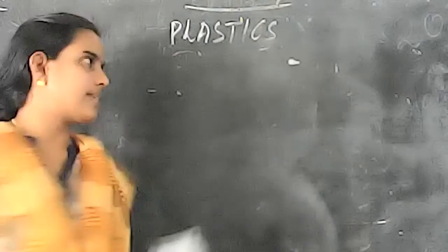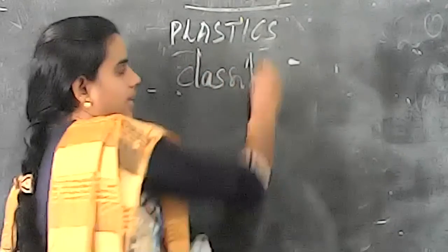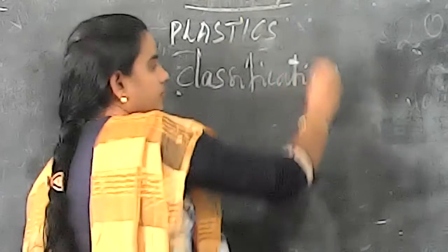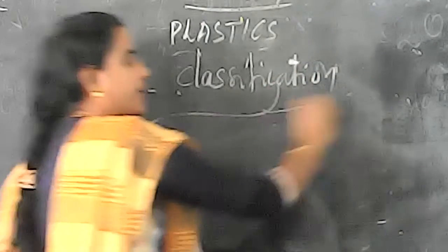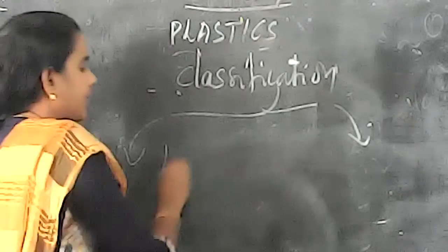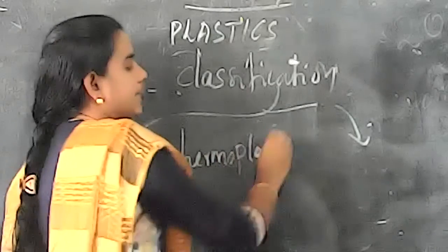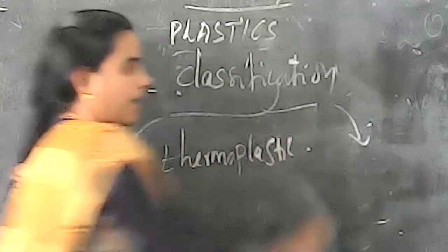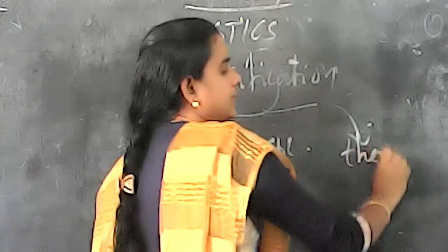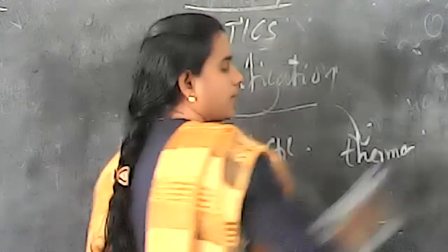Next of all, classification of plastic. The plastic can be divided into two categories, such as thermoplastic and thermosetting plastic. So these are the two types of plastic, thermoplastic and thermosetting plastic.